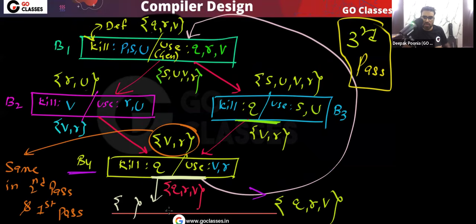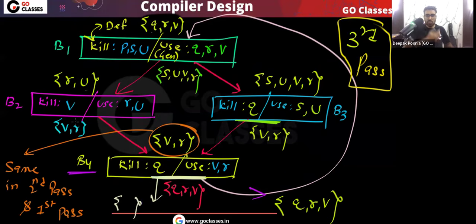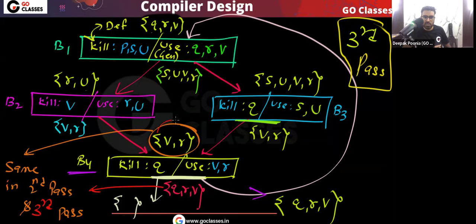So you will start the third pass, you will go in the backward direction. But you can see in of B1 is still QRV. So what will be out of B4? That will be the union of this and this. So that will be again QRV. Can you notice that? This is the same in the second pass and third pass. This is also the same, and this is also the same. Basically, this out of B4 is also not changing.